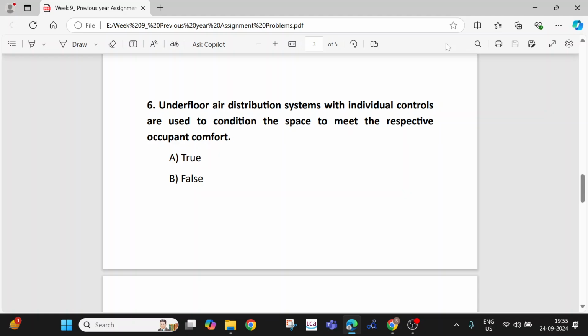Fine. So till the sixth question, all of you have answered correctly. I don't think anybody has answered wrongly. So let's see the last four questions also, and I hope all of you will be able to answer the last four questions correctly. Here is the seventh question.